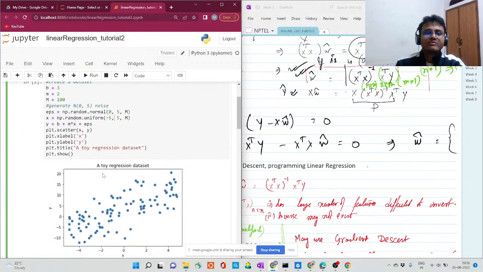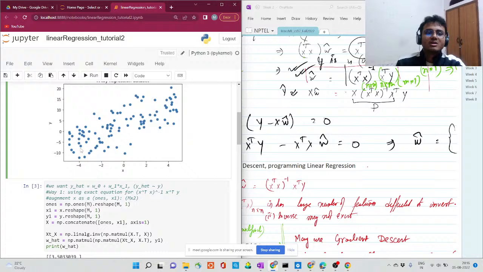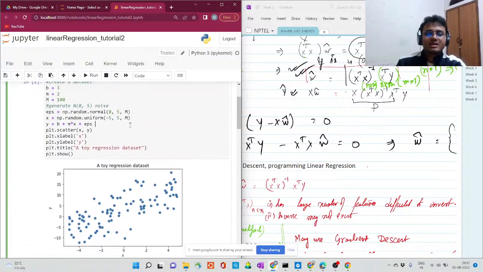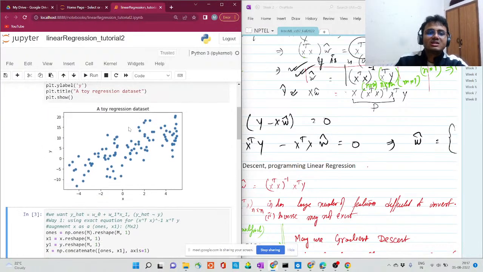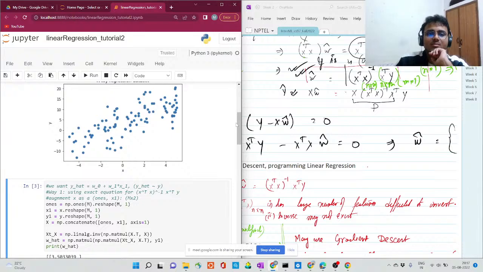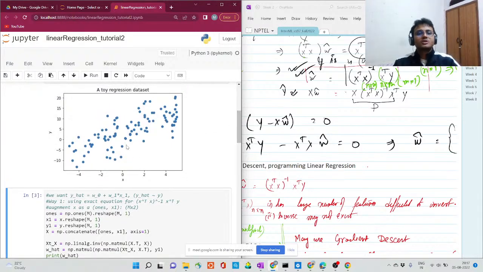Here I have generated a random data set. I want to fit a line through this data set. This is the data set generation; there is nothing to see in that. You can check how it's generated, but this is not important for our purpose of linear regression. We want to fit a best fit line like this. So what will we do?